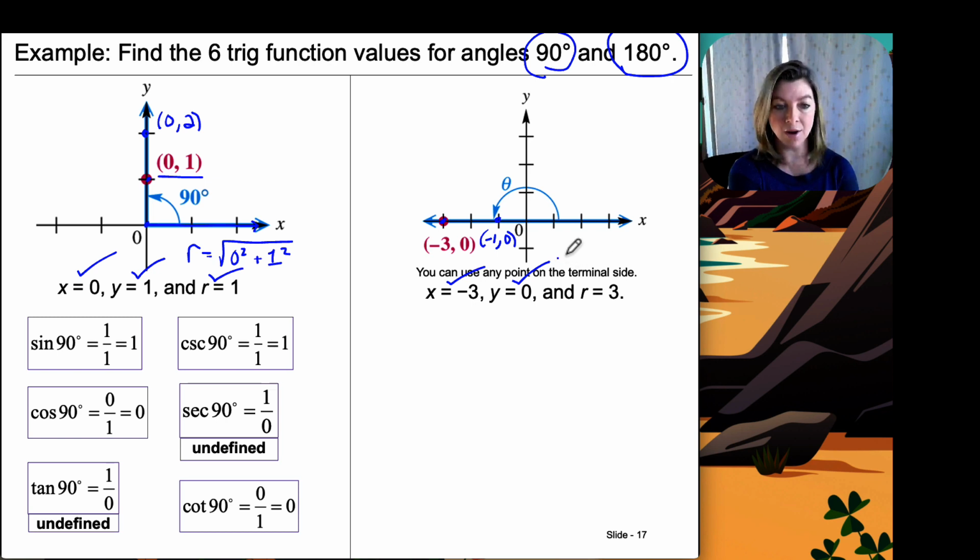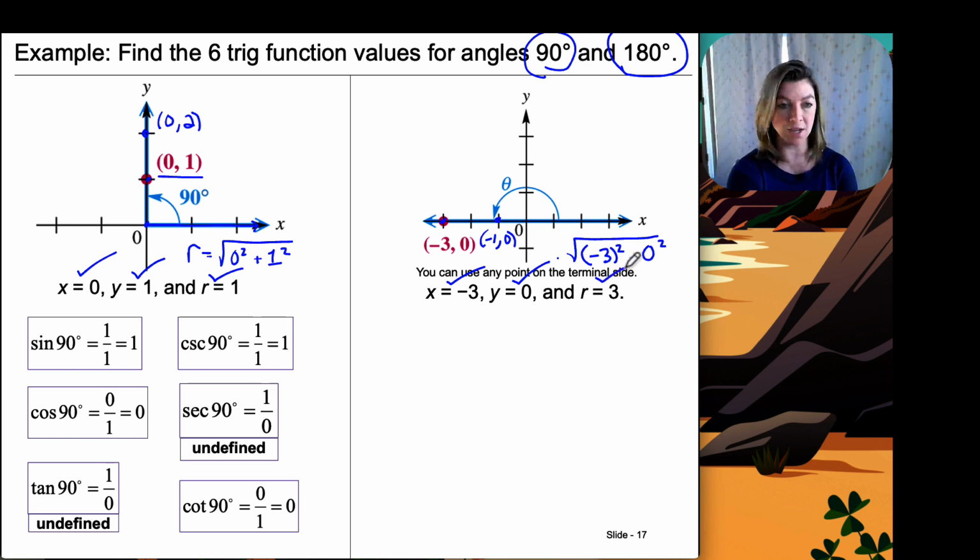And we know that this r comes from the square root of the x coordinate squared. That'll be 9 plus the y coordinate squared, which is 0. And the square root of 9 is 3. So we have our x, y, and r.